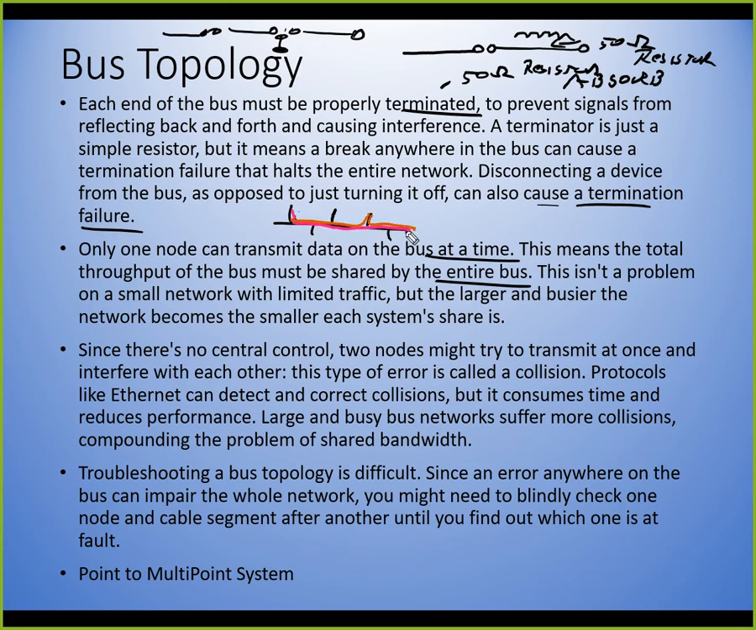And when you do this, it's going to send it in both directions so that nobody can get onto it. The total throughput must be shared. This isn't a problem on a small network with limited traffic. But the larger and busier the network becomes, the smaller each system's share is. And we're going to get collisions in these things. This is going to be called a collision domain because we have collisions in it. And when we have collisions, we have to go through a timing process: I had a collision, I've got to wait, do a back off, and go through the whole thing. We're going to call it CSMA, carrier sense multiple access. We're going to listen on the media to see if there's any information on it. If there is, we're going to wait.